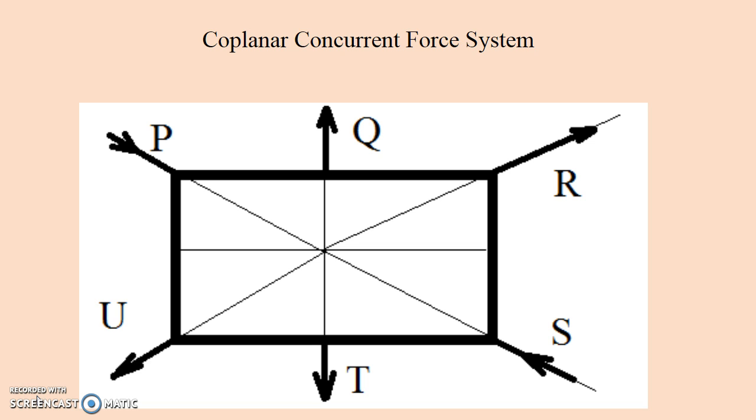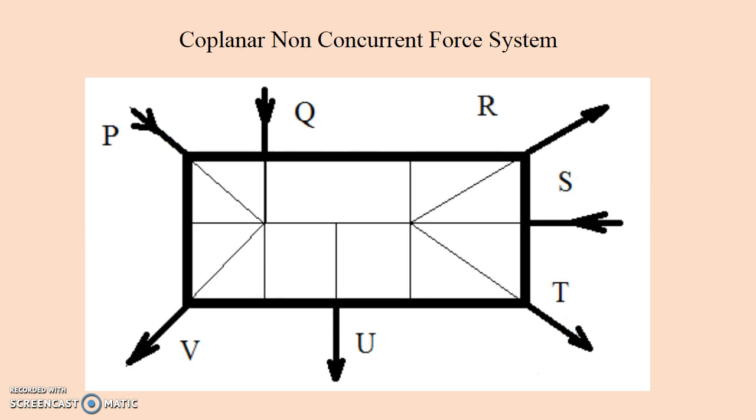Coplanar concurrent force system. Here all the forces acting on the body are coplanar and concurrent, meaning passing through a common point. Here we can see all the forces acting on the body, P, Q, R, S, T, U, are passing through a common point. The lines of action meet at a common point. Such a force system is called a coplanar concurrent force system.